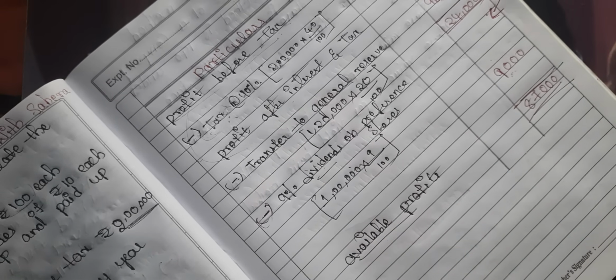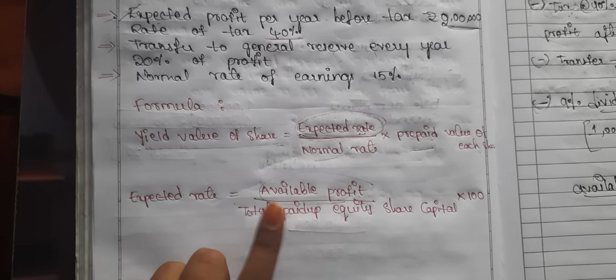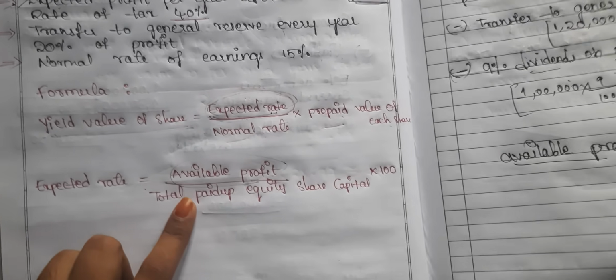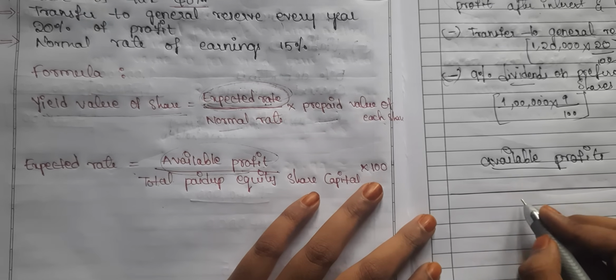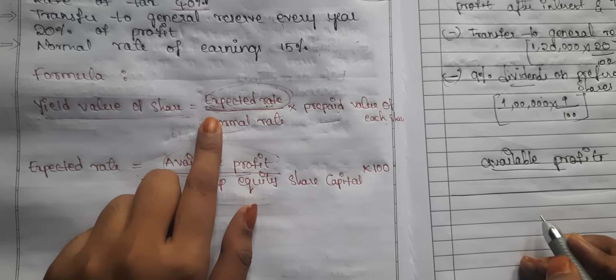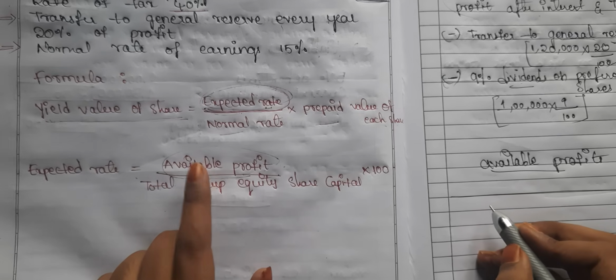After getting the available profits, you need to substitute that into the formula. What is the formula here? Available profit, expected rate. First we need to get the expected rate, then only we can find the yield value of the share, right?